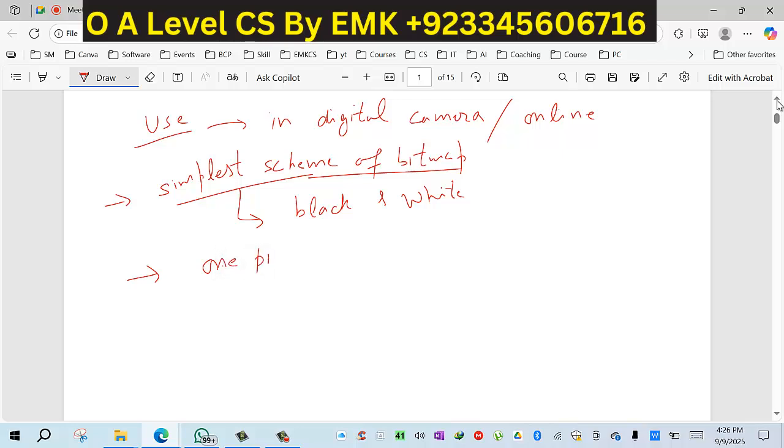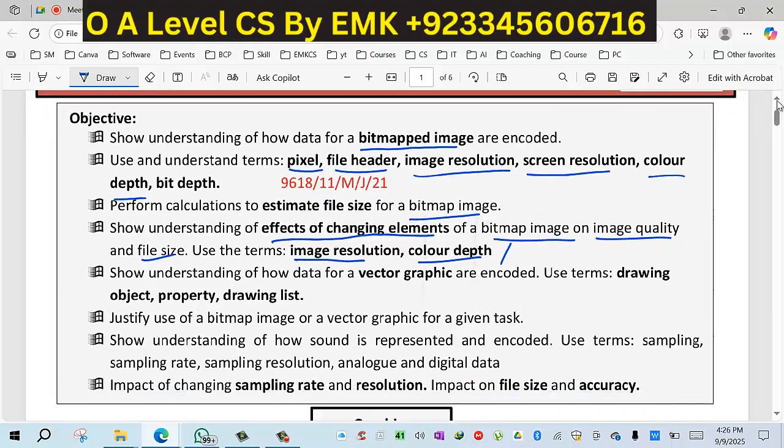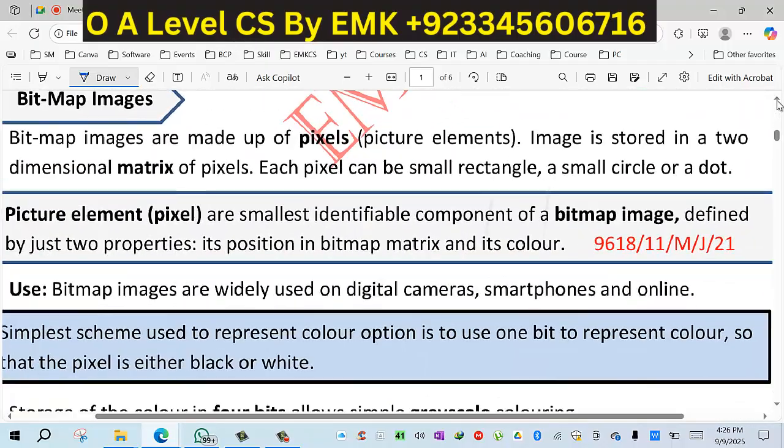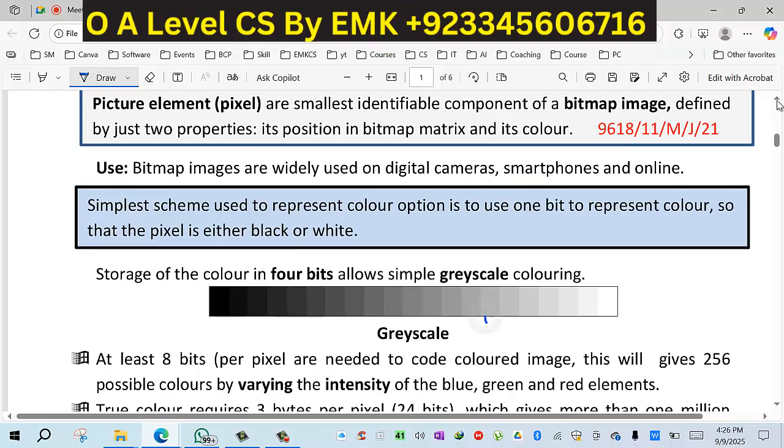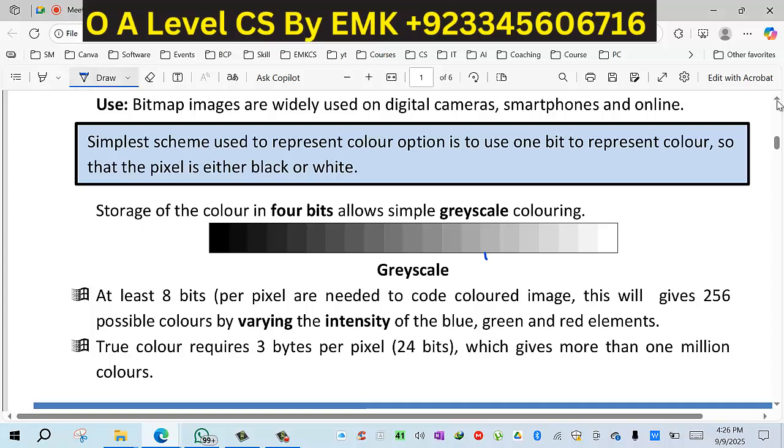अगर 1 पिक्सल आपके पास है, वो 4 बिट ले रहा है, तो हमें एक ग्रे स्केल इमेज मिलेगा। ग्रे स्केल इमेज क्या होता है हमारे पास? मैं आपको दिखा देता हूँ ग्रे स्केल इमेज हमारे पास क्या होता है। ग्रे स्केल इमेज आपको नजर आ रहा होगा स्क्रीन के ऊपर। This looks like a grey scale image.